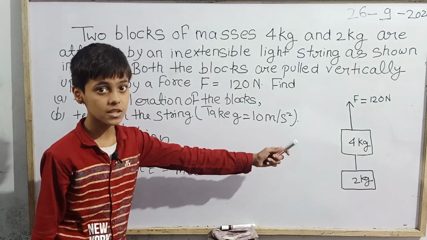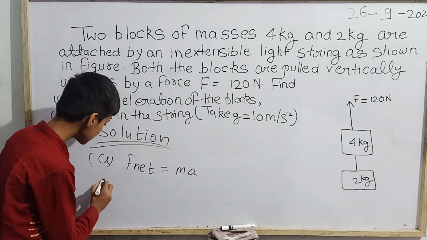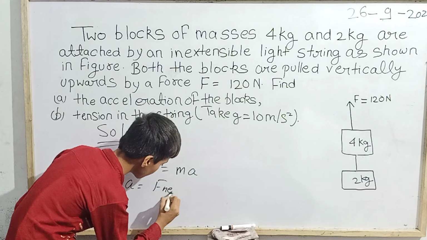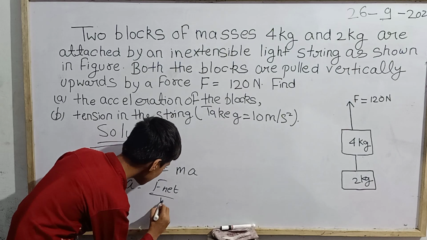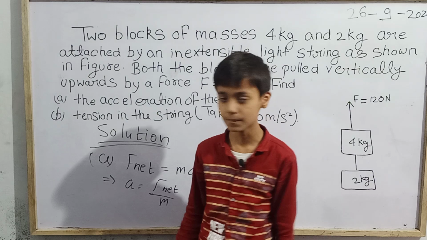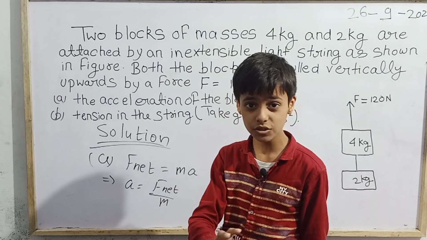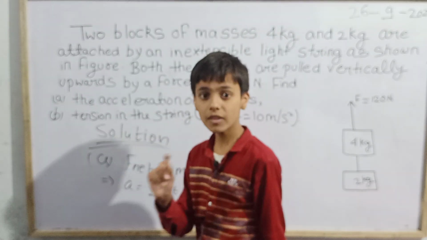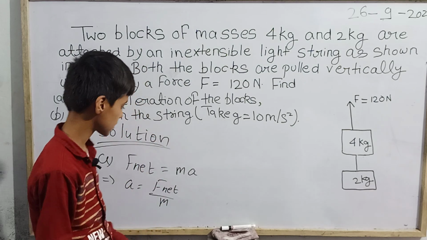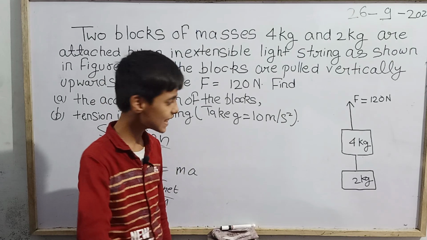Now we have to find the acceleration of the system, so we shift the mass to the other side. The acceleration of the system is the net force on the system divided by the total mass of the system. Net force occurs when there are two or more forces. So we have to put in the net force, and then the mass of the entire system.